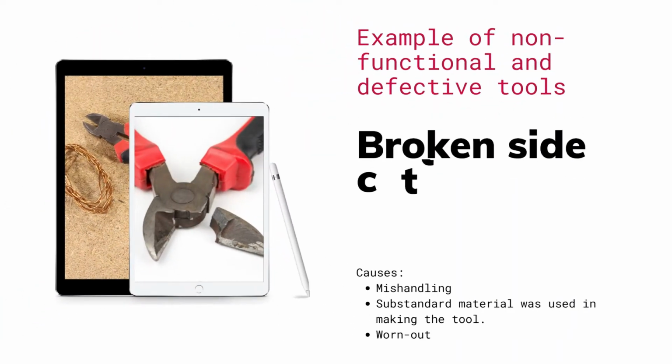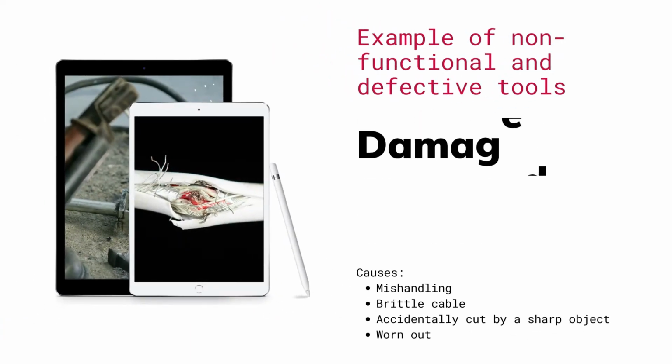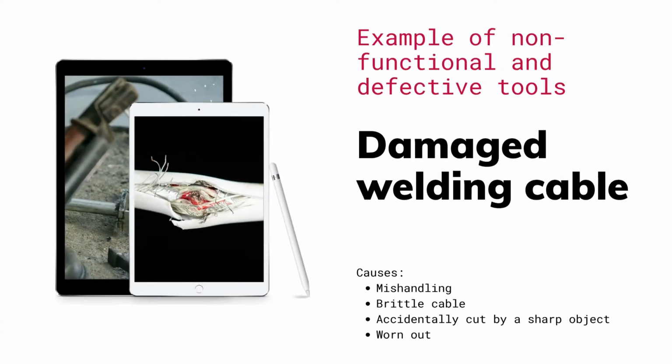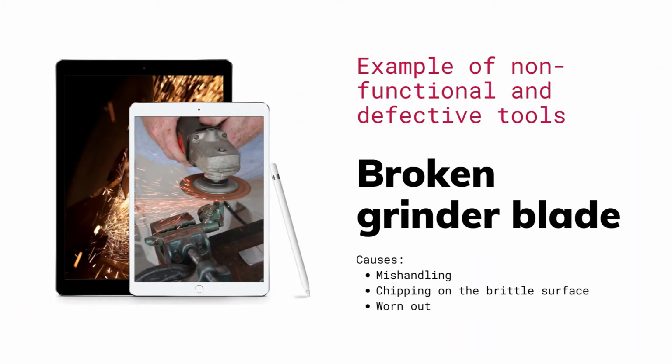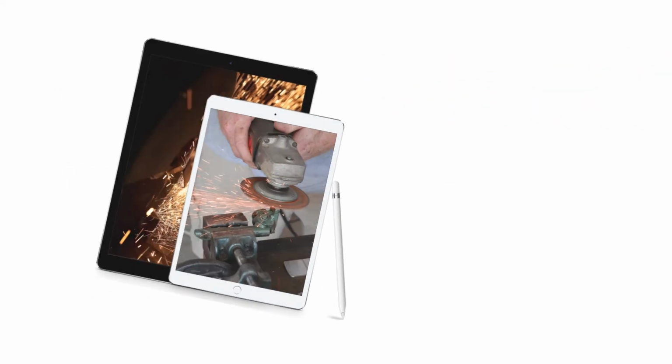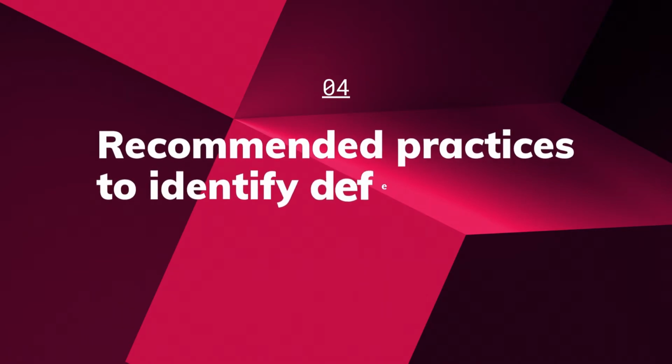Worn out. Broken side cutting pliers handle. Causes: mishandling. Substandard material was used in making the tool. Worn out. Damaged welding cable. Causes: mishandling. Brittle cable. Accidentally cut by a sharp object. Broken grinder blade. Causes: mishandling. Chipping on the brittle surface. Worn out.